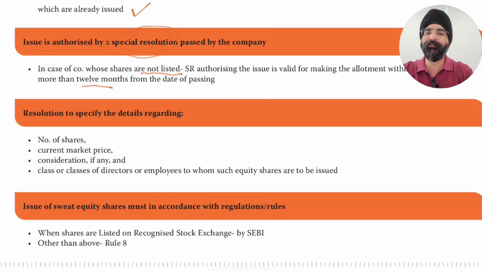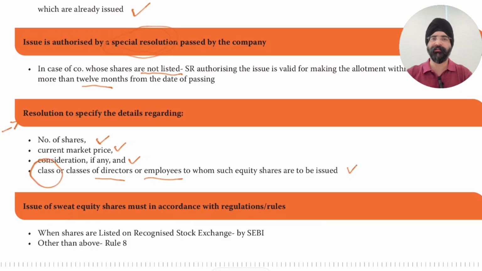Next is the resolution to specify the details regarding. The resolution should contain the following details mandatorily. Number of shares being issued, current market price at which shares are being issued, consideration if any, meaning if they are being issued at discount, or if they are being issued for consideration other than cash, then what is the consideration. Class or classes of directors or employees to whom such equity shares are to be issued, meaning not to any one director, not to any one employee, but there must be a class, a specific class.